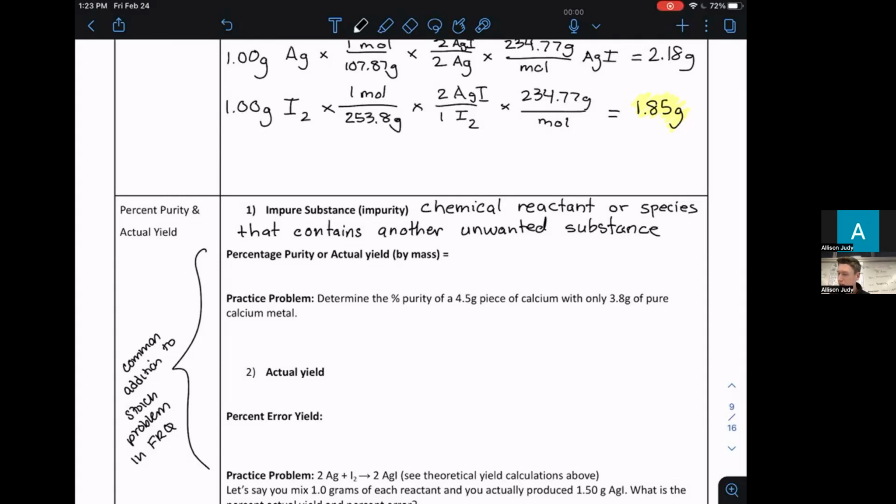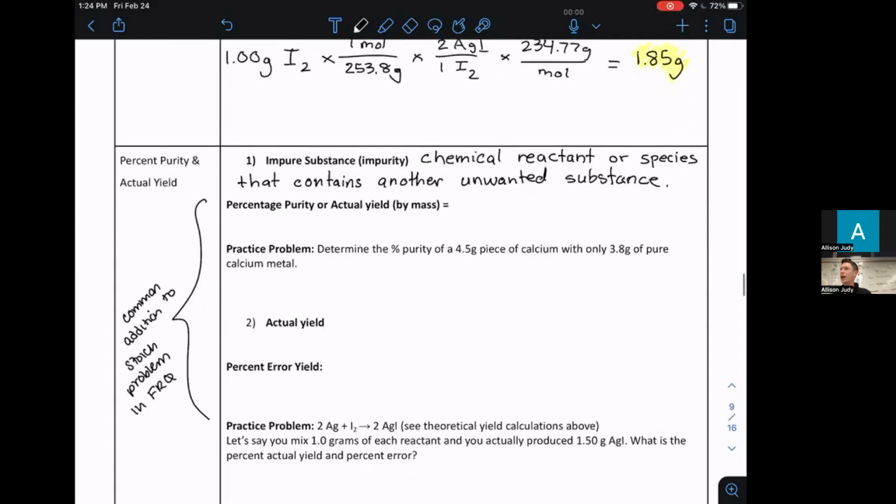But the main idea is that if you have an impure substance, it is not entirely the substance that you think it is. So if you have, I don't know, a sample of cobalt, it might only be 84% cobalt. And that's the idea, is just that not the entire thing is cobalt. So we have this way of quantifying how pure it actually is, which is percentage purity or actual yield. And we do this by the mass.